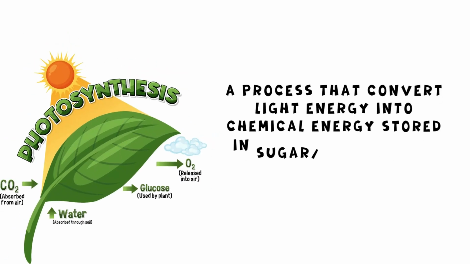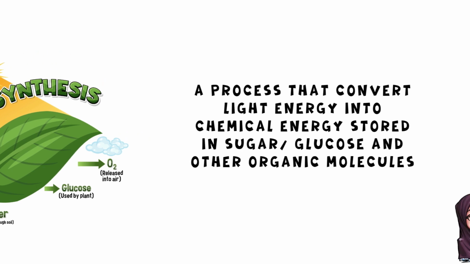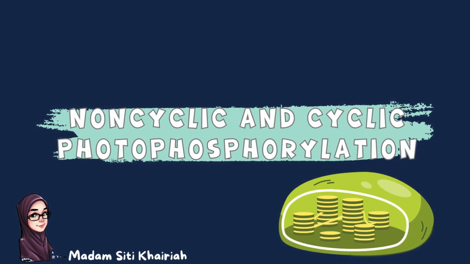Photosynthesis is a vital process that converts light energy into chemical energy used by plants to produce food. One of the key light-dependent reactions in this process is photophosphorylation, which can occur in two ways: noncyclic and cyclic photophosphorylation. Let's explore how these two processes take place inside the thylakoid membrane.